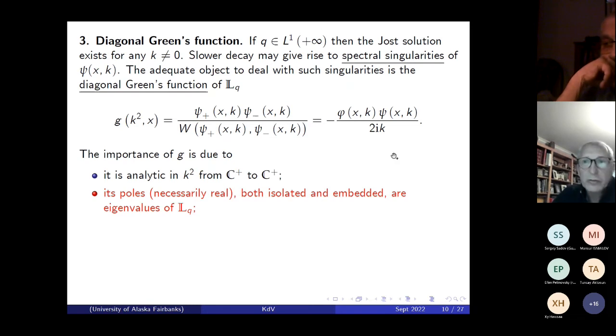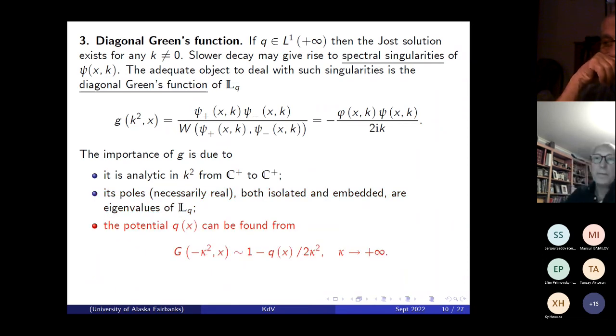And all poles, embedded poles, are eigenvalues or bound states of the Schrödinger operator. And last but not least is that the potential can be recovered by the asymptotic behavior of the diagonal Green function. So it should be lowercase g here, by the following formula.